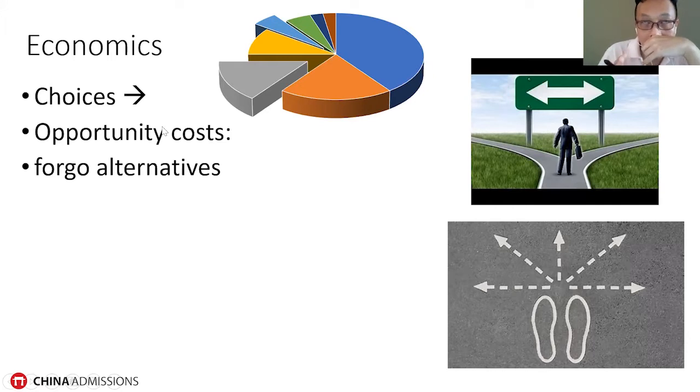Okay, so because resources are scarce, you have to make decisions on how you're going to allocate your resources, and by doing that, you incur opportunity costs. Opportunity costs are those things that you forego when you make a certain decision. Okay, now textbook stuff, not so interesting.